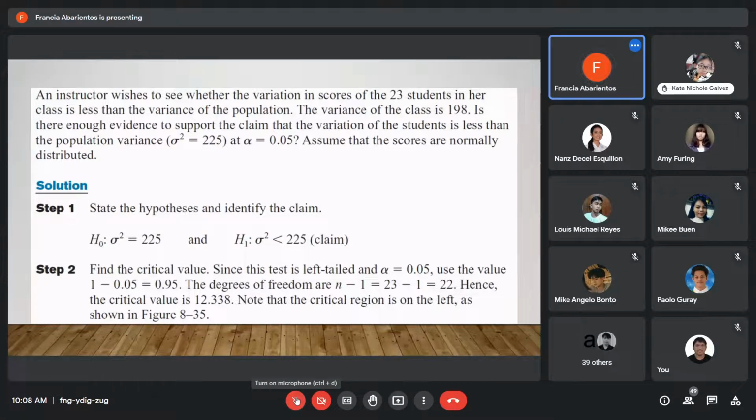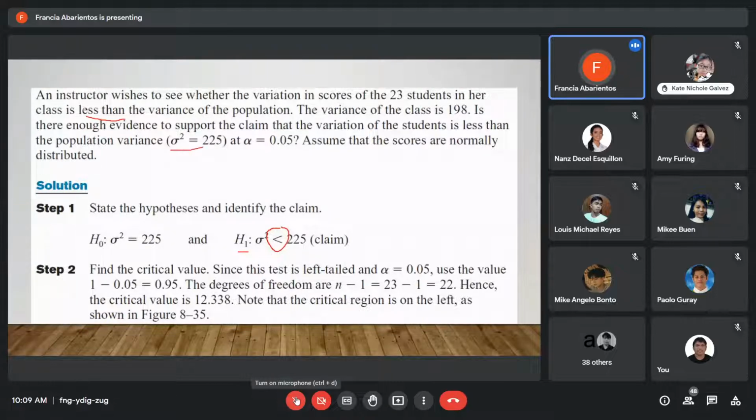Andito ako sa office. Okay, so an instructor wishes to see whether the variation in score of the 23 students in her class is less than. Okay, so palagi na kayo class ha. Kayo na palaging gagamit ng into your alternative hypothesis. Ikaw magde-determine if you have the left-tailed, right-tailed, or two-tailed test. So, given lahat sa ating class, we have the variance of the class, 198. Okay? Yan, less than daw.